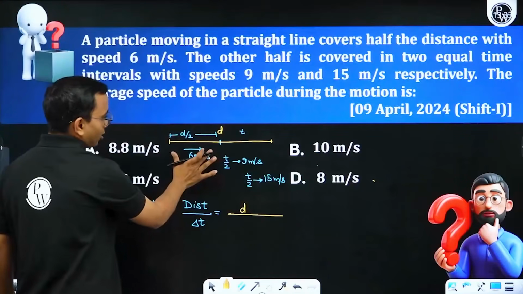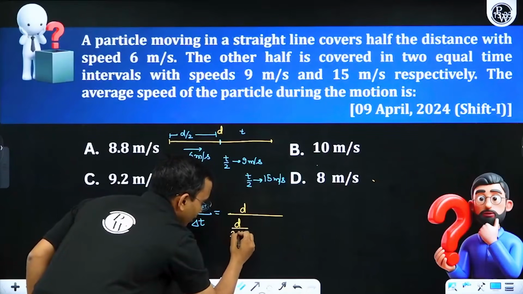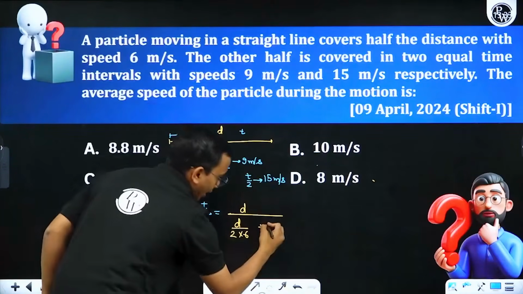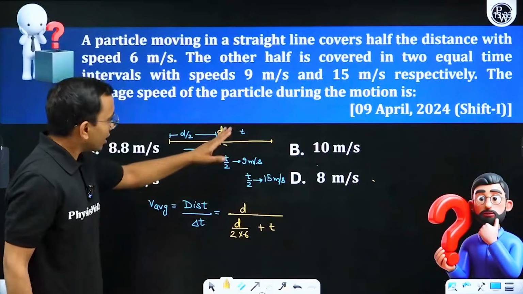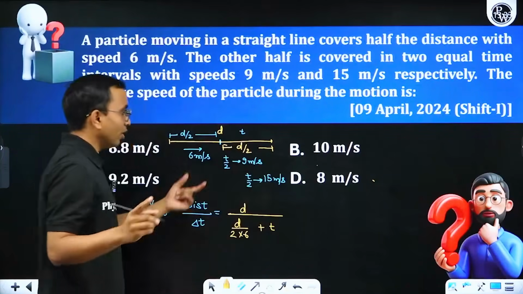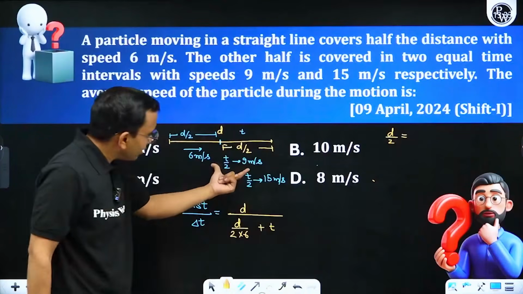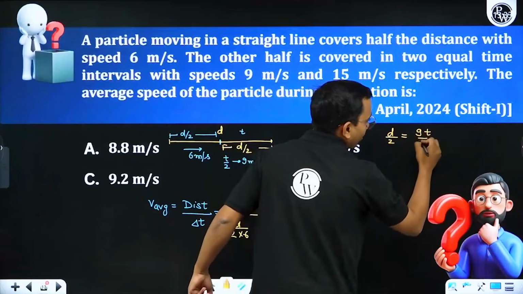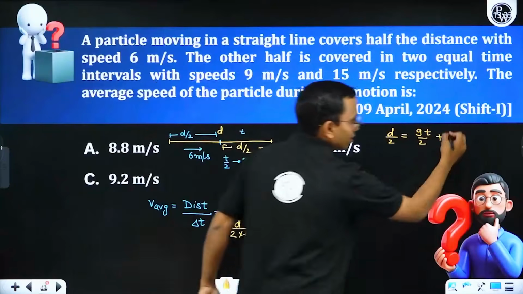Now for 6 meters per second, how much time will it take? That will be distance divided by speed. So d by 2 is the distance and the speed is 6 meters per second. So this is the interval here, plus this interval, which I took as t. Now this distance is d by 2, that I know. So d by 2 is equal to the distance it covered with 9 meters per second, that is 9 into t by 2, plus the distance it covered with 15 meters per second, that is 15 into t by 2.